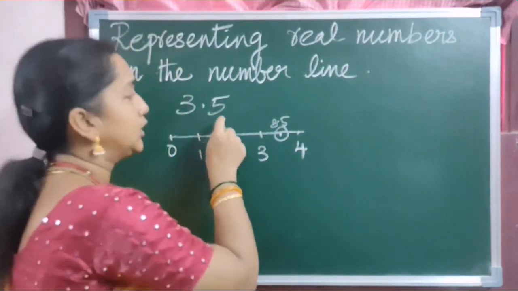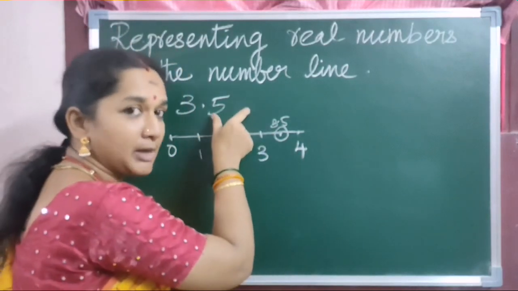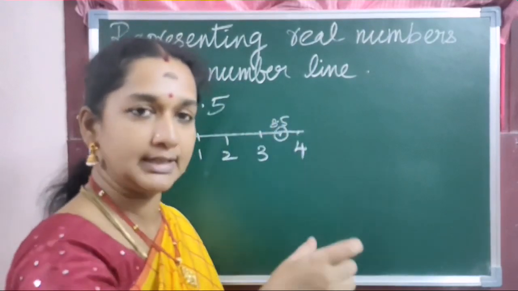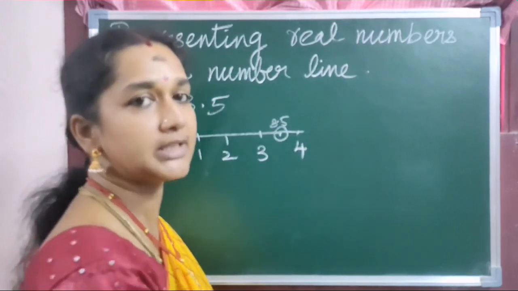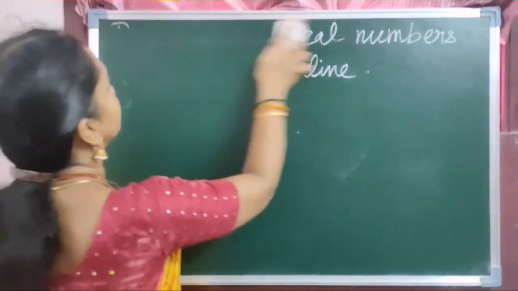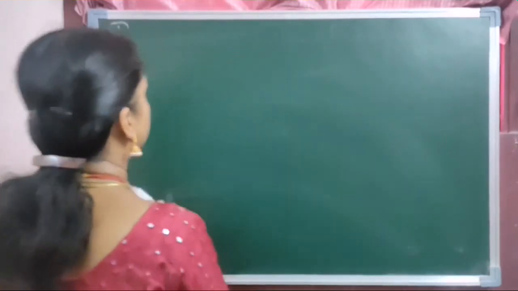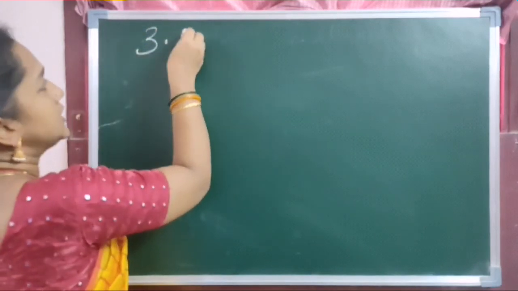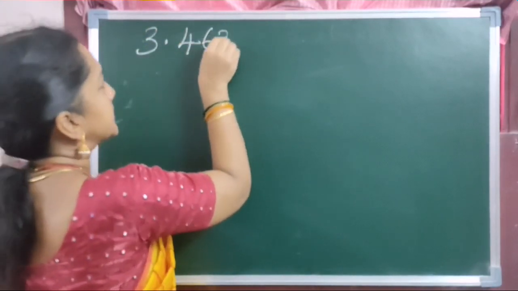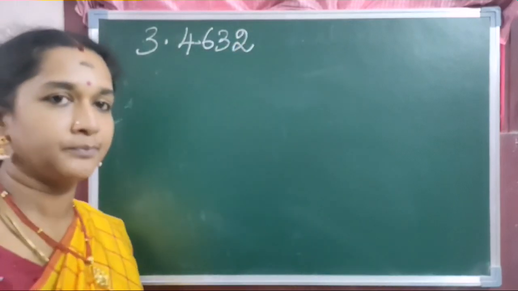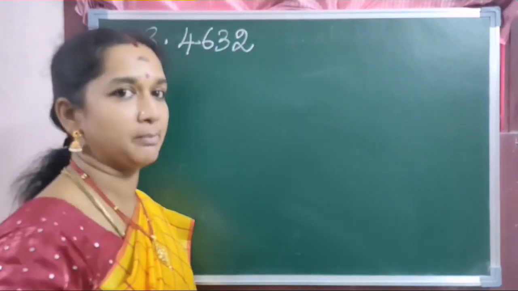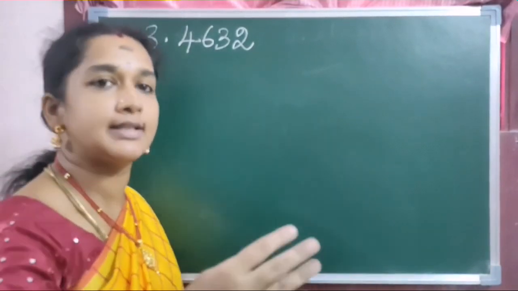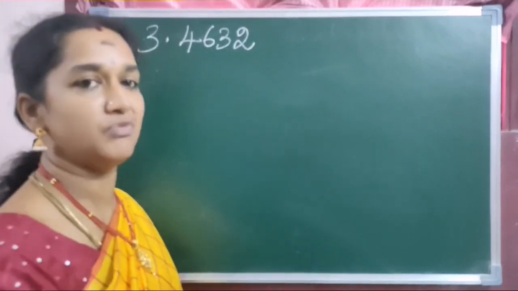Now if we have 2 or 3 numbers in the decimal place, how will we represent it? We will magnify those number lines, then we will represent those numbers on the number line. So now we are going to visualize 3.4632 on a number line. You know how to represent up to one decimal place. Now here 4 decimal places are there. So we will enlarge the number line step by step.